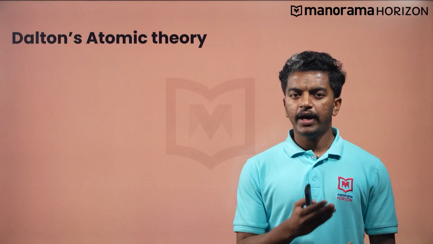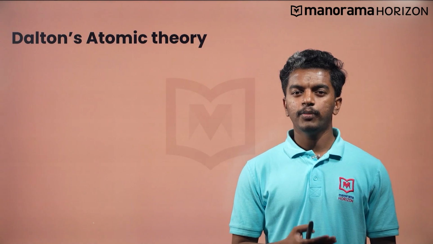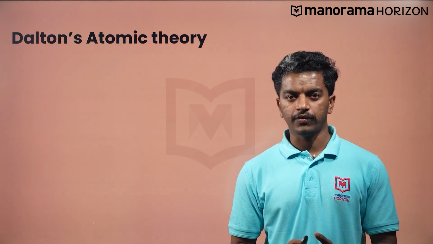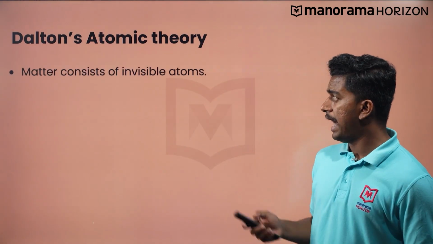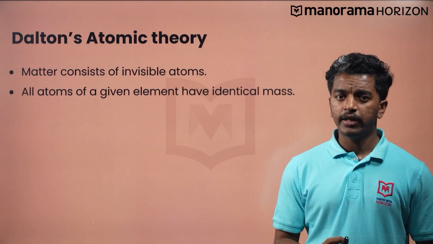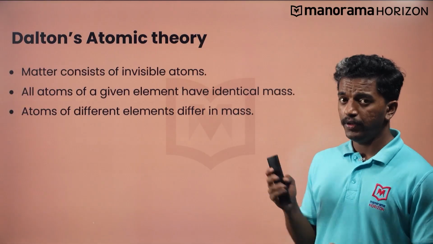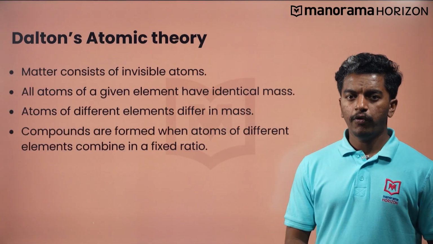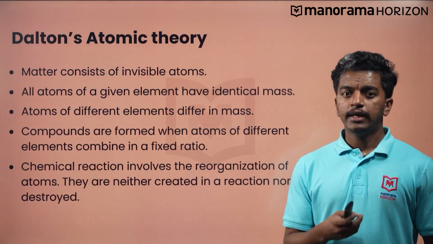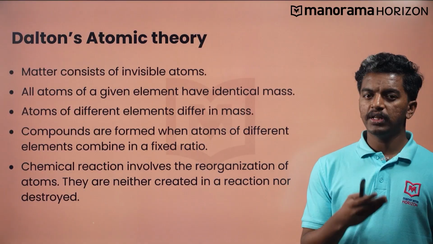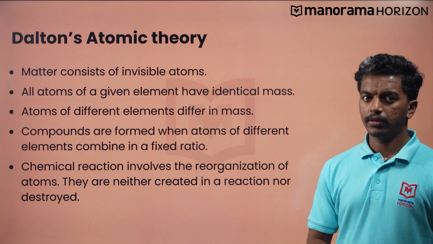Let us move on to our final concept, which is Dalton's atomic theory. In 1808, Dalton published a new system of chemical philosophy which had the following points. Matter consists of invisible atoms. All atoms of a given element have identical mass. Atoms of different elements differ in mass. Compounds are formed when atoms of different elements combine in a fixed ratio. Chemical reaction involves the reorganization of atoms. They are neither created in a reaction nor destroyed.